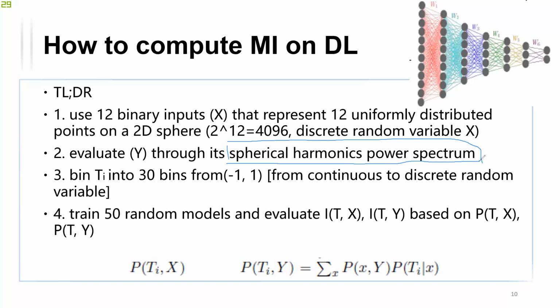Okay, so let me first introduce the model they use in the experiment. It is a simple MLP model with six layers: 1, 2, 3, 4, 5, 6. The input is 12 neurons and the output is 2 neurons. Next, let me introduce the input. The inputs they use are binary inputs. These 12 binary inputs represent 12 uniformly distributed points on a 2D sphere. So you can simply think that the input has 4K possible combinations, and you can consider X as a discrete random variable.